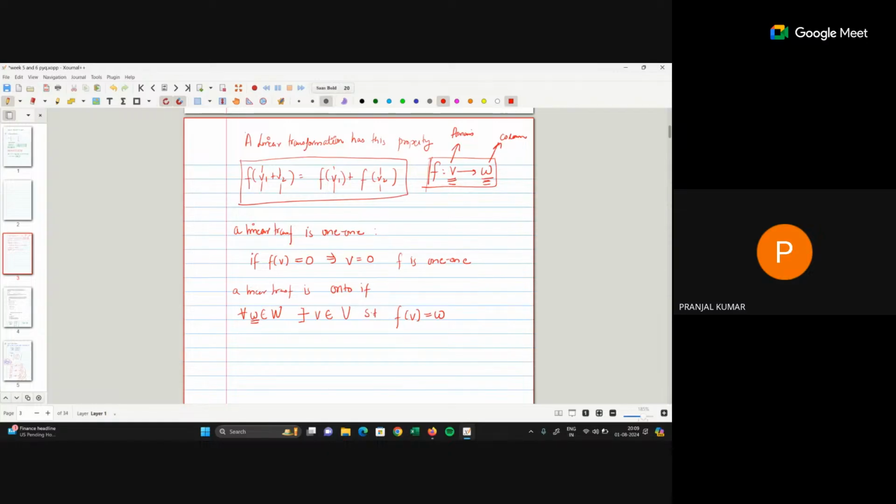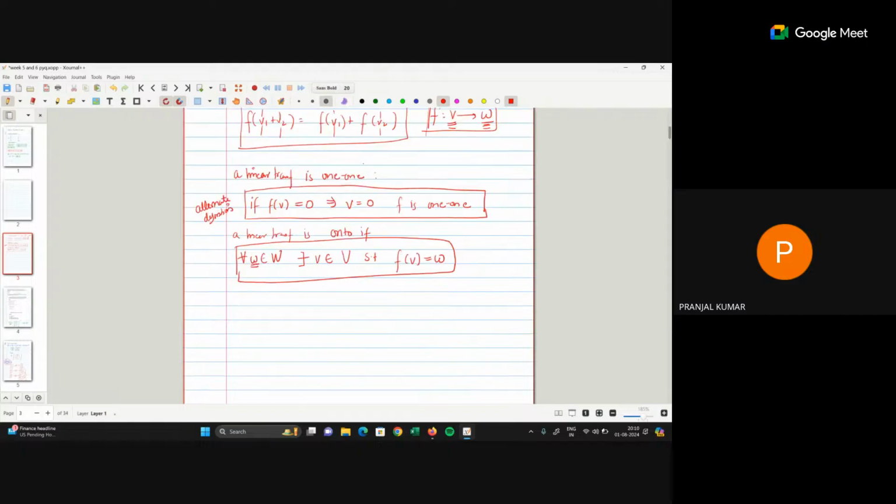Now, what is the actual definition for 1-1? This is the alternate definition, if you remember. What is the actual definition for 1-1? Different inputs map to different outputs. If no two inputs are mapped to the same output, right? Yes or no? Okay, so this is your alternate definition. Can you give an example for onto, sir? Yeah, we will see all of those.